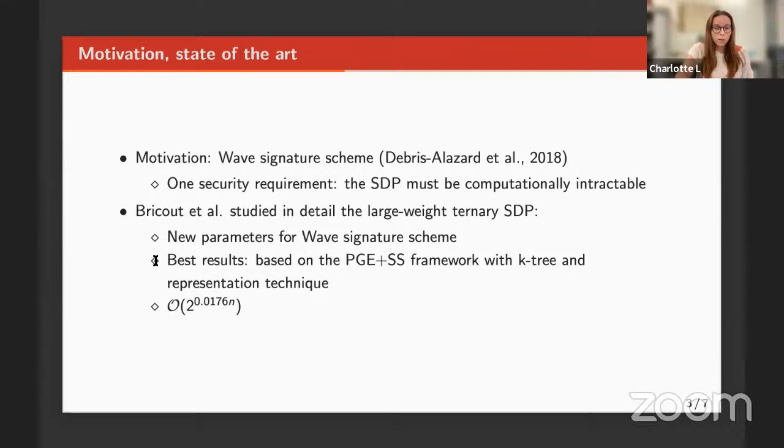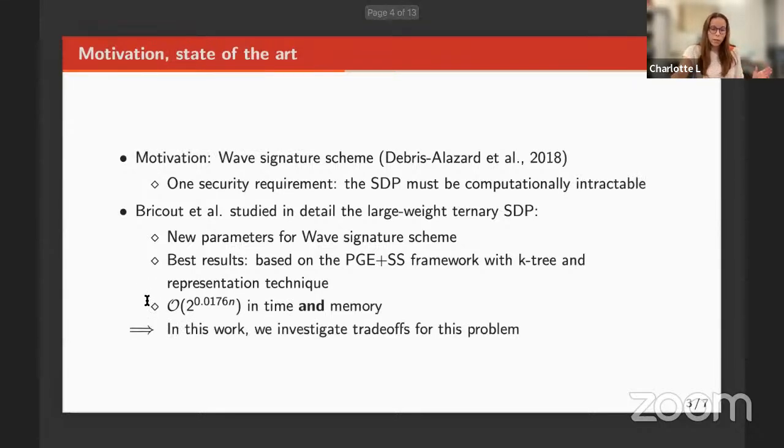They proposed new parameters for this signature scheme that we are going to use in this work. I'll go back later on the technique that they used, but the best instance to solve the large weight syndrome decoding problem underlying the Wave signature scheme has the following asymptotic cost. And this cost is in time and in memory. And in this work, we propose to investigate the possible trade-off for this problem.